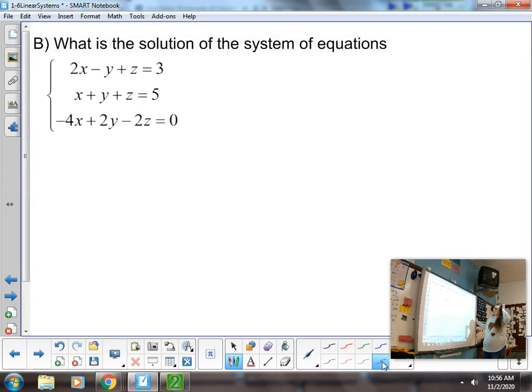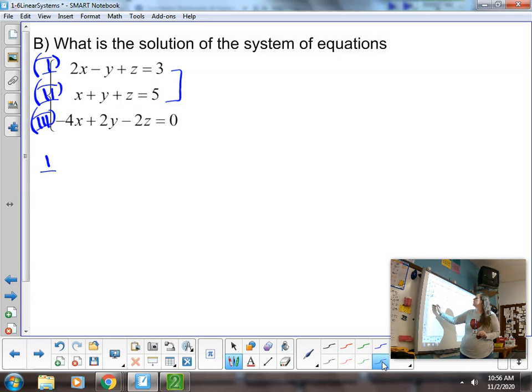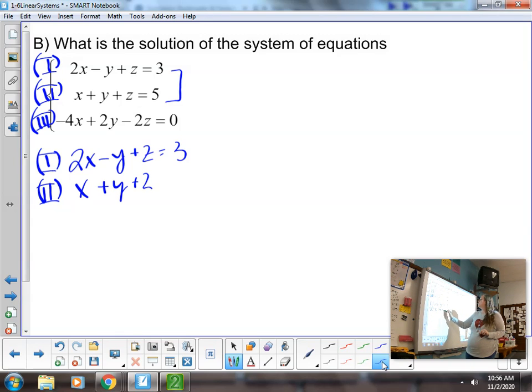So I am going to eliminate y. And again, if you were doing this on your own, you may pick different equations to match up. But I'm going to eliminate y, and I'm going to match up equation number 1 and equation number 2. My y's are already opposite, so I am just going to recopy those. So equation number 1 is going to be 2x minus y plus z is equal to 3. And then number 2, x plus y plus z is equal to 5. The y's add out, and you have 3x plus 2z is equal to 8.